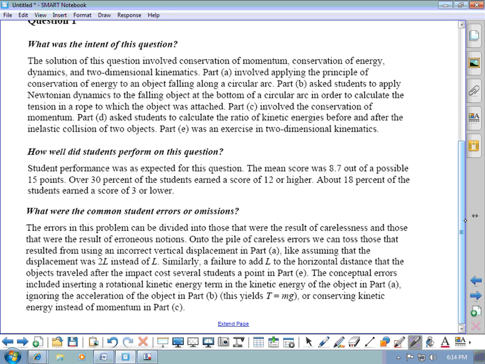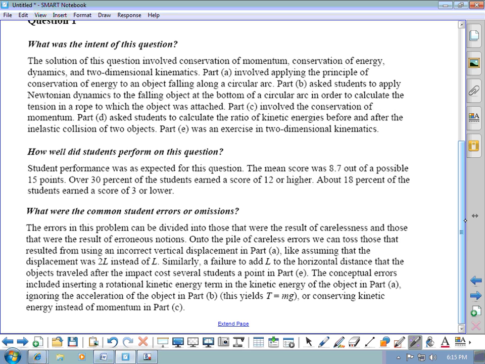And then they say that the common errors were either the result of carelessness or erroneous notations. So the carelessness, those were things like using the wrong height in part A, or forgetting to add the L in the final part for that total horizontal distance.